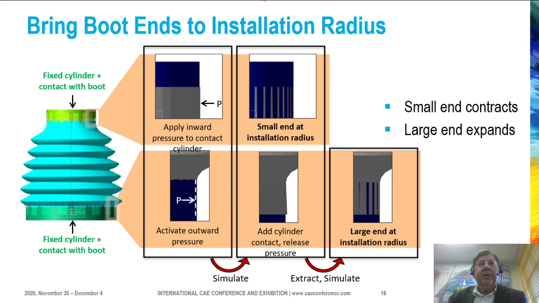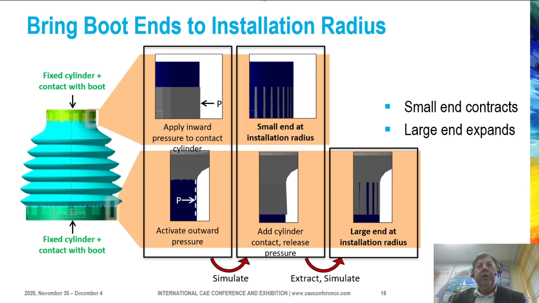We ran the simulation with these pressures, and so the small end contacted the shaft surface, and so then that was at the right position. And in the case of the large end, that outward pressure expanded the boot enough so that it could fit over the bell housing. So then with those pressures on, they were still on at the end of the simulation. Then after the simulation, we did what we call a model extract to save the model in that new state with the flexible body deformed according to the pressure. And that was our new model, and that was our new starting point.